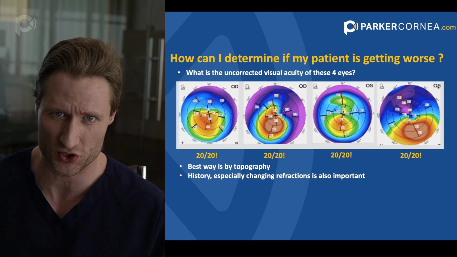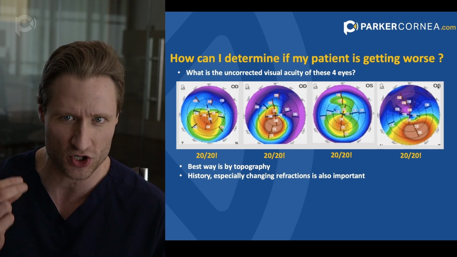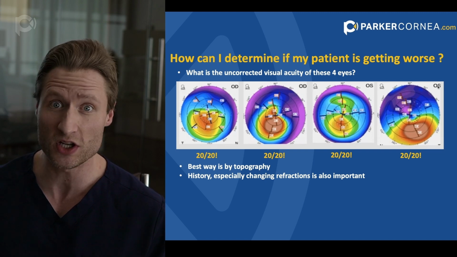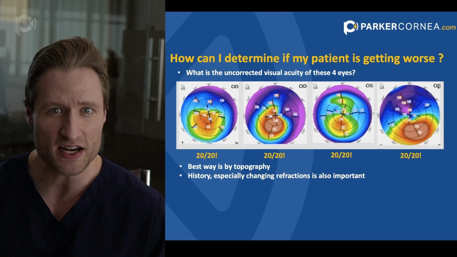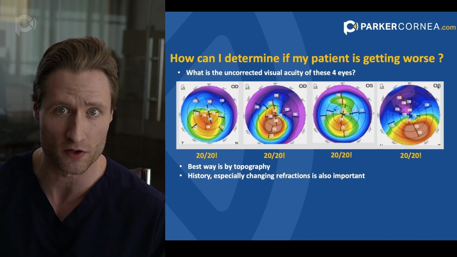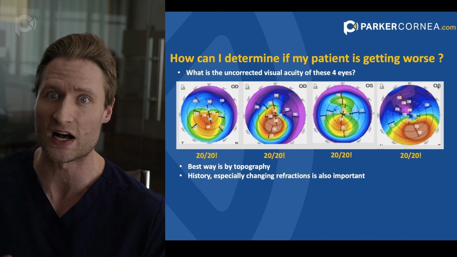That's what these images show. Your cornea can be drastically changing before your vision changes. So the only way to know is to image the patient's corneas. They need topography or tomography. You need topography or tomography if you're following these patients.